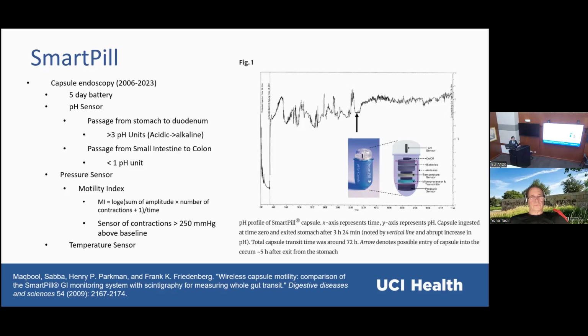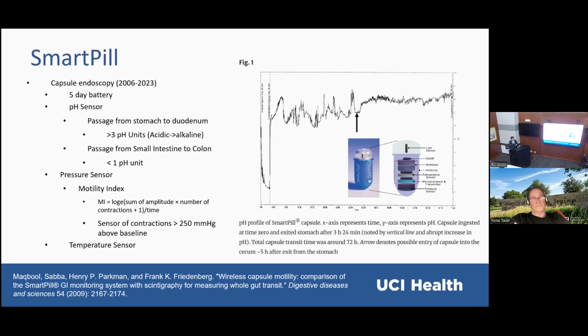So the pH sensor could tell us whether it made it from the stomach to the small intestine. The pH would go up, from the acidic contents of the stomach to the bicarbonate nature of the duodenum, as the pancreas secretes bicarbonate to neutralize the acid from the stomach. And then we can also tell the transition from small intestine to colon with a decrease in a pH unit of 1. The pressure sensor, they had this motility index with a complicated algorithm to sense whether the pressure was adequate in the small intestine and colon to propel the pill cam through. And they also had a temperature sensor as well.